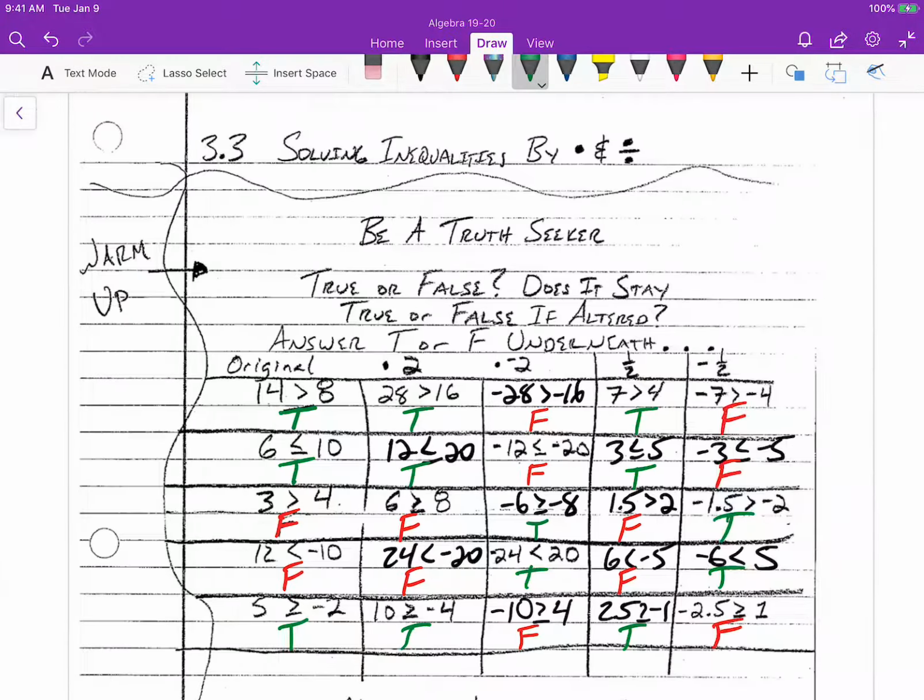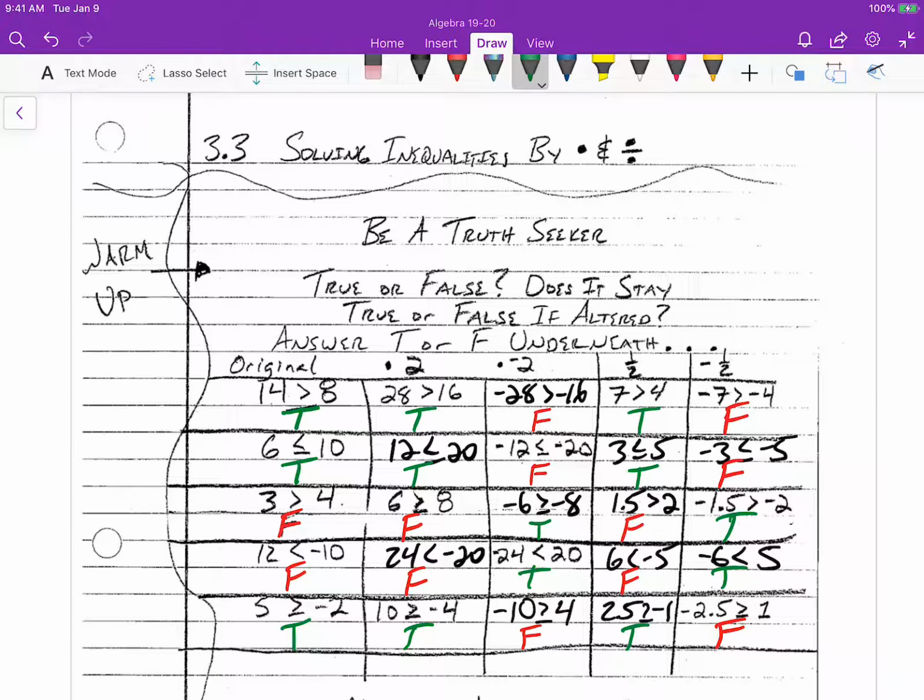Okay. Then we move on to 3.3. I got this crazy true and false table, so follow along with me. 14 is greater than 8. True. 28 is greater than 16. True. All I did was double it, times 2.